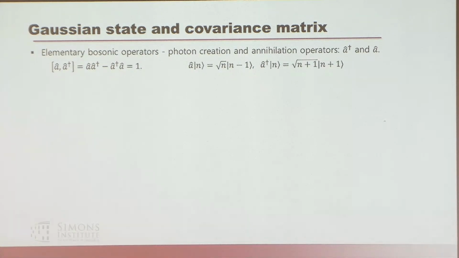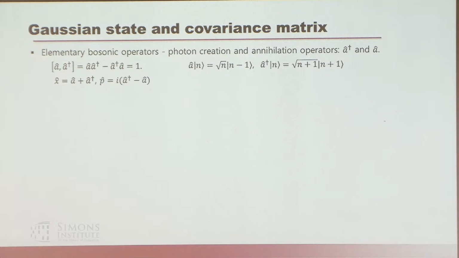These are called photon creation and annihilation operators. Because when we apply them to the photon number basis, we destroy or create a single photon, with some coefficient. And they follow this commutation relation. Now we can define two Hermitian operators, typically called the position and momentum operators, X and P.